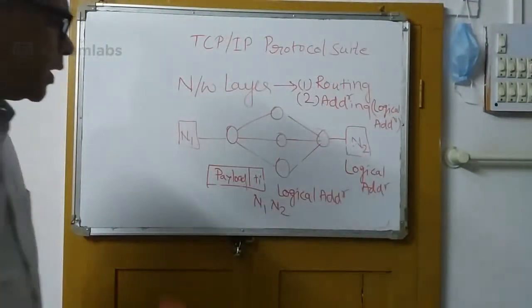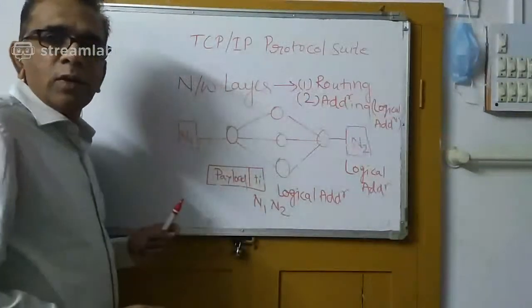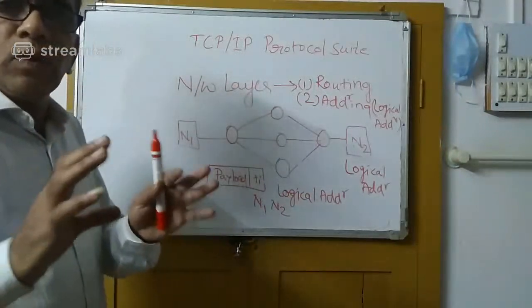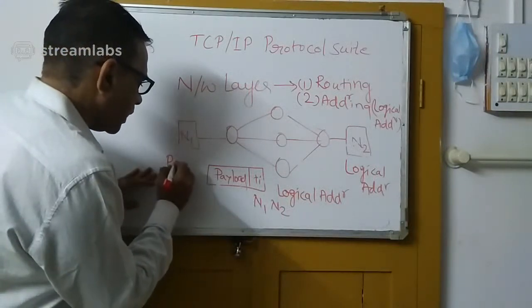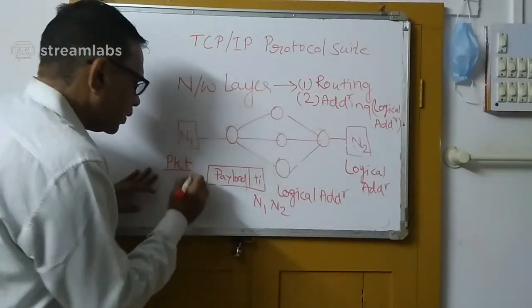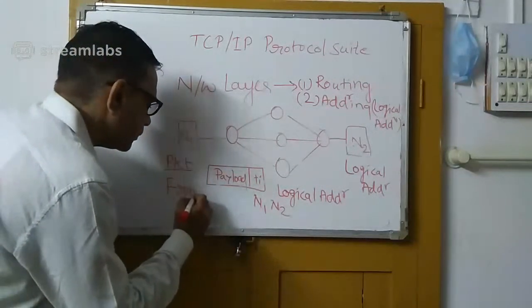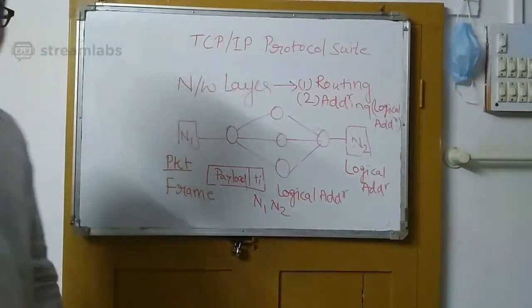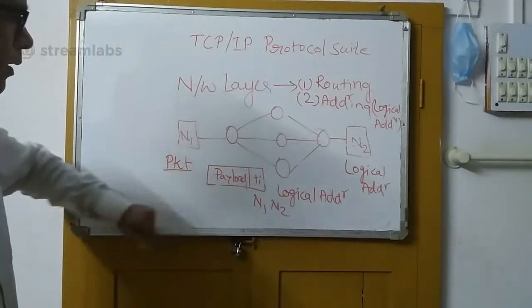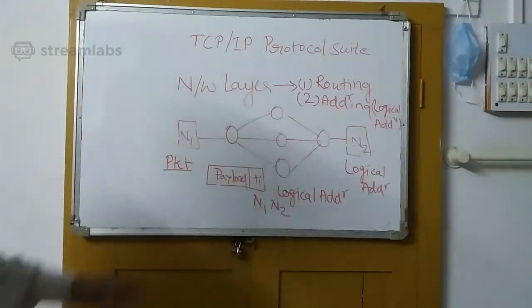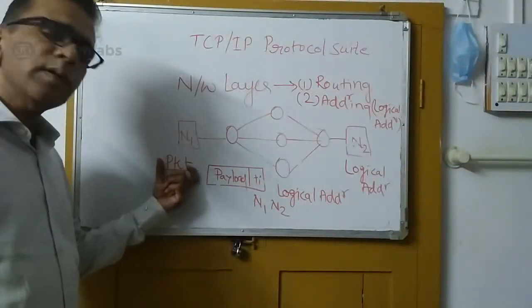Now, I am using the term message here. This message which is generated by N1, we call it a packet. Look at the term. In the link layer, I was using the term frame. Here I am using the term packet. Packet is the one which is created by your network layer. The message that the network layer creates, we call it a packet.